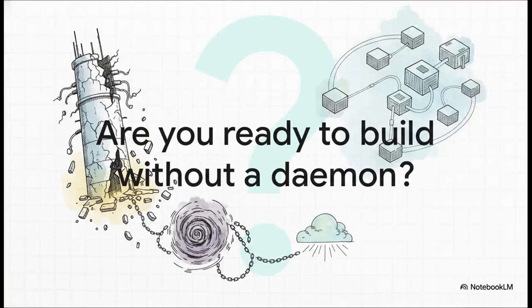So, as we wrap up your architectural orientation, I want to leave you with this one provocative question to ponder. As you sit down at your desk to write the code and deploy your very first application with us, will you default to an older architecture that relies on a single point of failure, or are you ready to jump in and learn how to build without a daemon? Your choice dictates the overall resilience of your software.